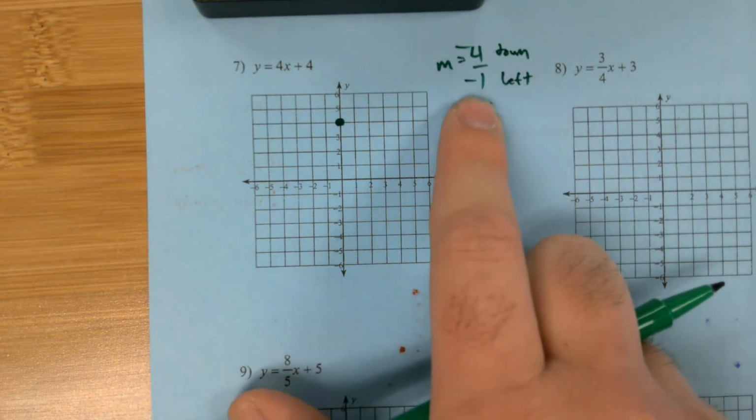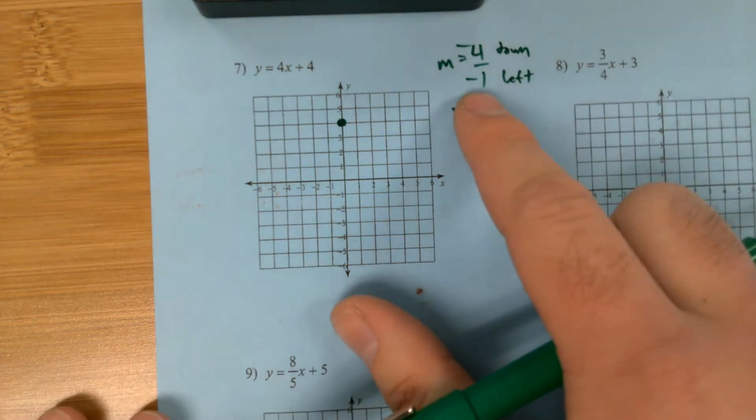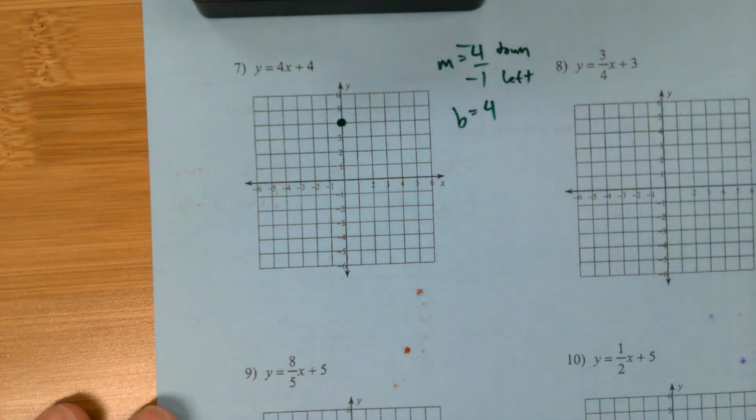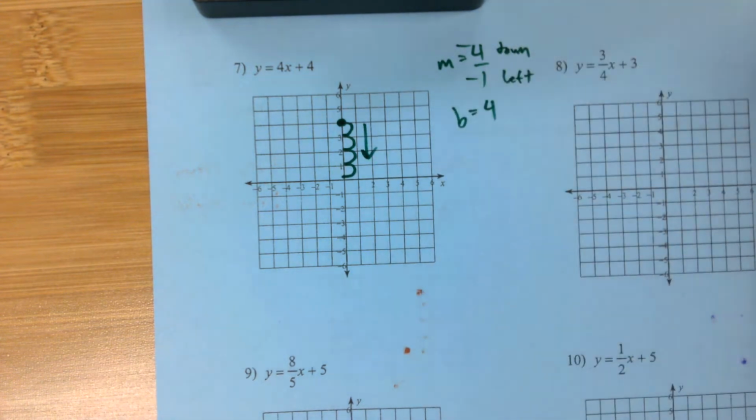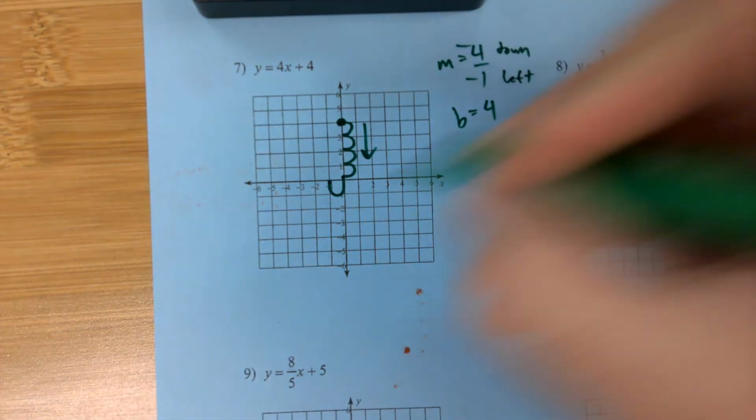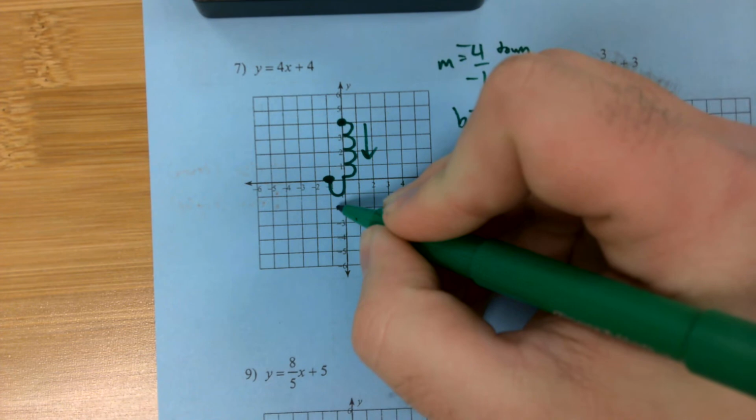So we're basically making our rise and our run temporarily negative, because a negative over a negative is just a positive. So we're not changing our slope. We're just looking at it in a different way. So we're going to go down 1, 2, 3, 4. And then we're going to go to the left 1 unit and make our point.